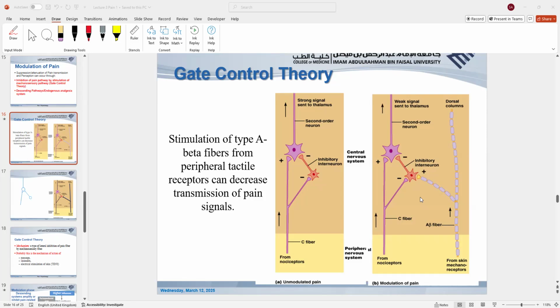So this is the theory that is put forward for massage, for acupuncture, for electrical stimulation, all those gadgets or processes that are used to reduce the pain. They are basically thought to be working on this mechanism: they stimulate an inhibitory interneuron which inhibits the second order neuron in the pain pathway. Okay? Next slide, please.